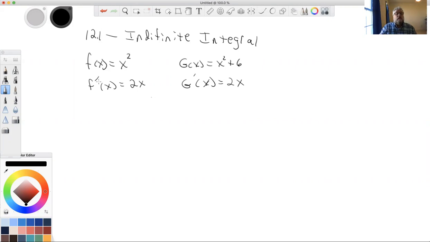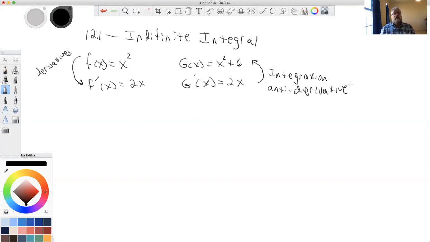So here, I went from my function to the derivative. Going in this direction is differentiation. But if I go this way, if I go from the derivative to my function, if I go uphill instead of downhill, this is referred to as integration. Or it's sometimes called the antiderivative. Because basically we're doing the opposite thing that the derivative does. The derivative is the slope of the tangent lines. We're going to take the slopes of the tangent lines to figure out what the original function was.